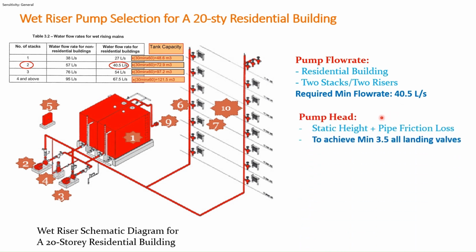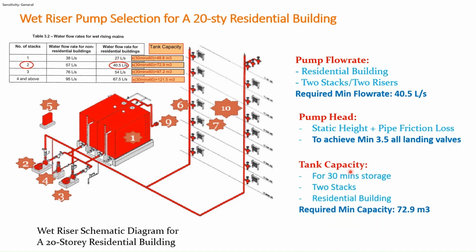For the pump head, you need to calculate based on the friction loss, static height, and velocity loss as explained in the previous topic, to achieve a minimum of 3.5 bars at the topmost landing valve. For the tank capacity, for 30 minutes storage, for 2 stacks, the minimum tank storage capacity is 72.9 meter cube.